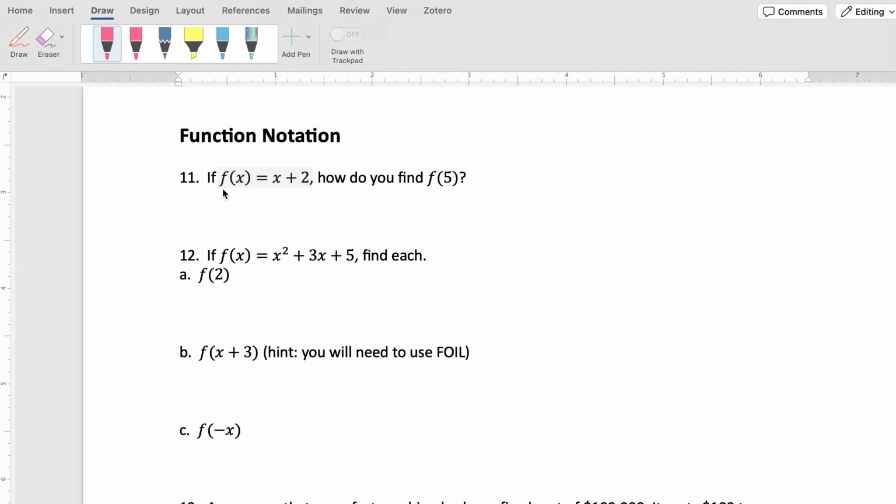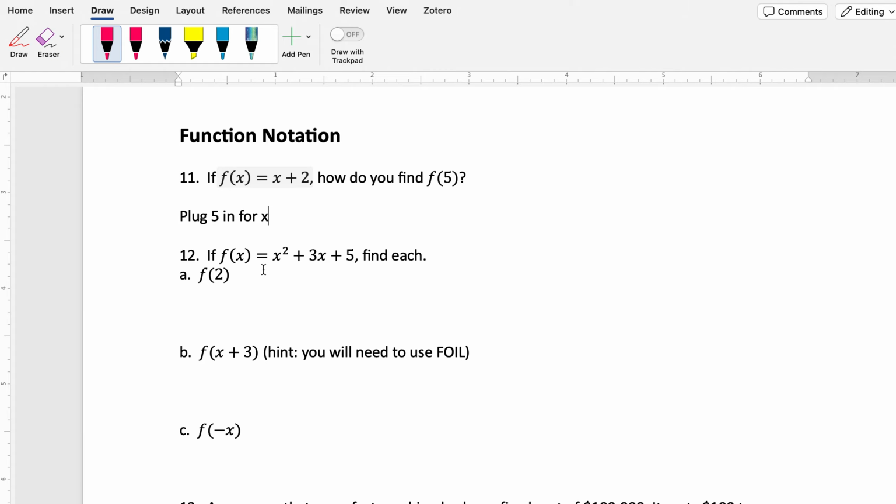Function notation does not use parentheses to mean multiplication. So this isn't f times x. It's telling you that x is a variable that we're plugging in for. And if we have a number, that number is what we're plugging in. So we would plug 5 in for x.